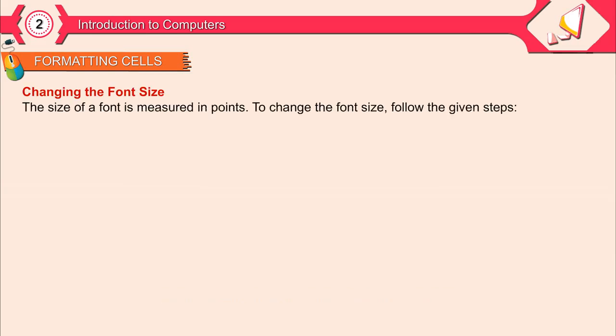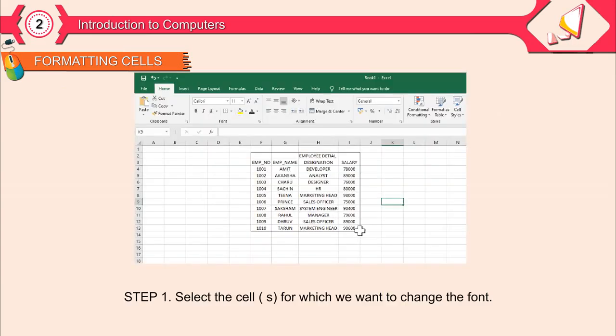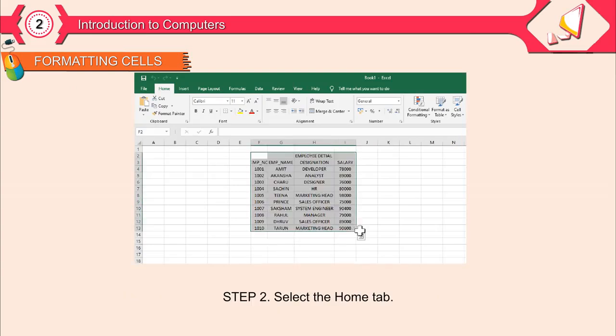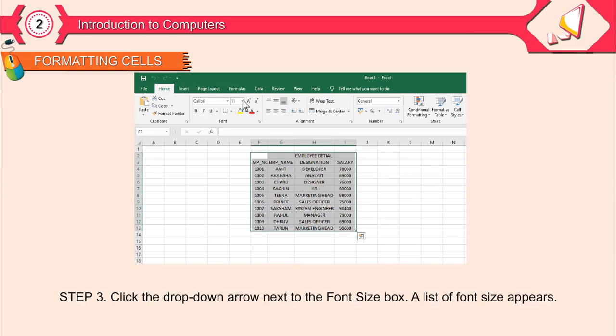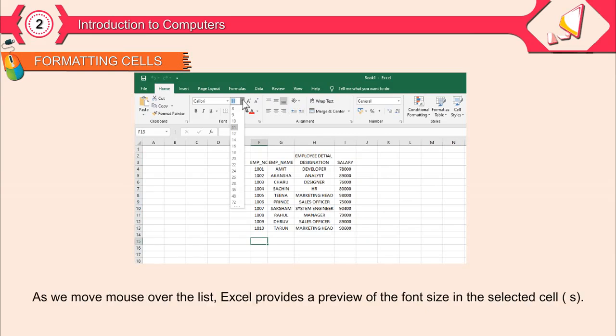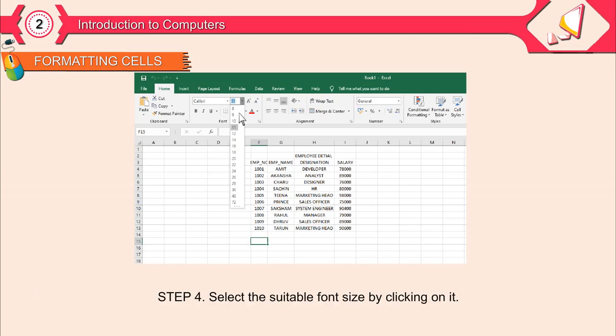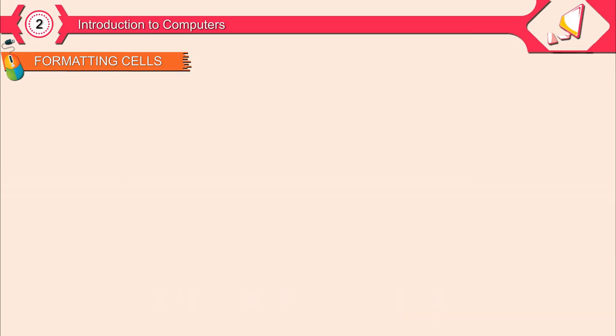Changing the font size. The size of a font is measured in points. To change the font size, follow the given steps. Step 1. Select the cell for which we want to change the font size. Step 2. Select the Home tab. Step 3. Click the drop-down arrow next to the font size box. A list of font sizes appears. As we move the mouse over the list, Excel provides a preview of the font size in the selected cell. Step 4. Select the suitable font size by clicking on it.